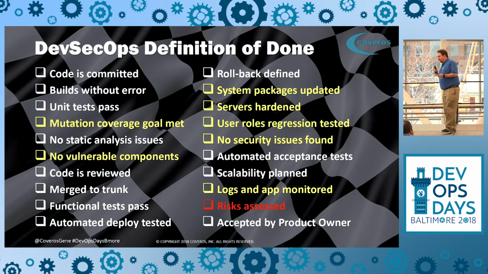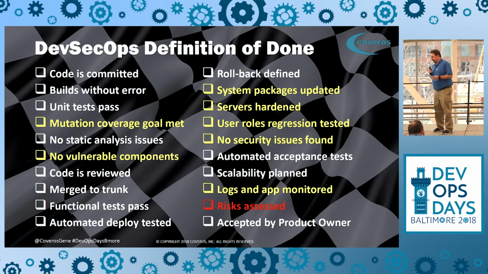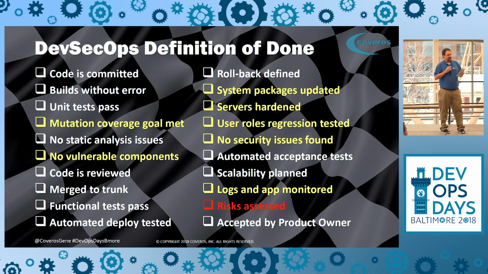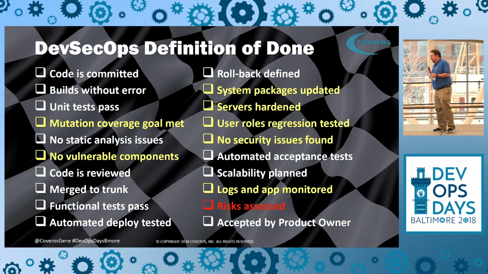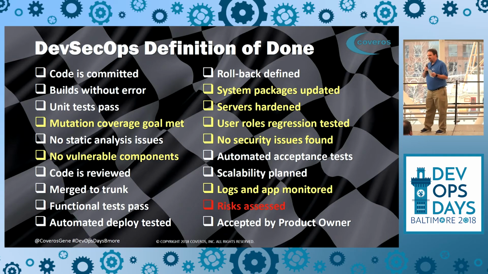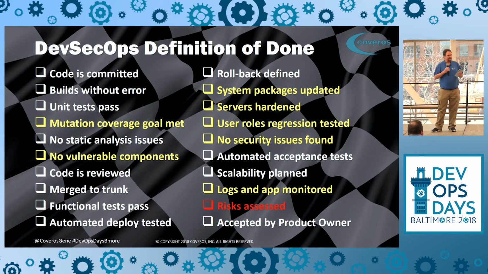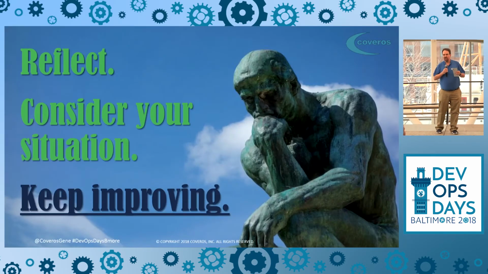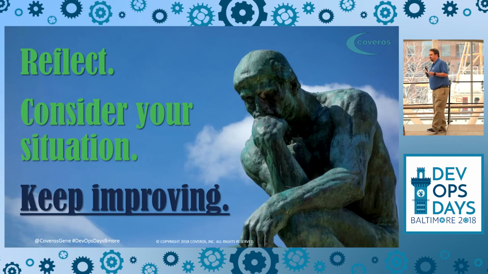So what do I think has to go into a definition of done for DevSecOps? Well, make sure we have sufficient unit tests. Keep relying on static analysis and code reviews, but also start looking at vulnerable components and make sure our system packages are up to date. Traditional ops like server hardening and logging and monitoring still have to be there. And we still want to look at what users can and can't do and look for some security scanning. But most of all, assess the risk of every change you put into the system to decide if you're still building a viable candidate for production, right?